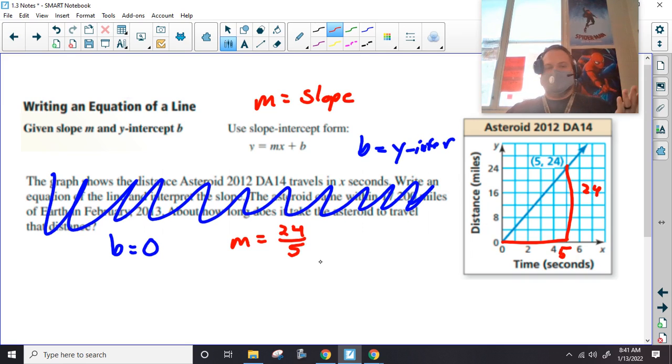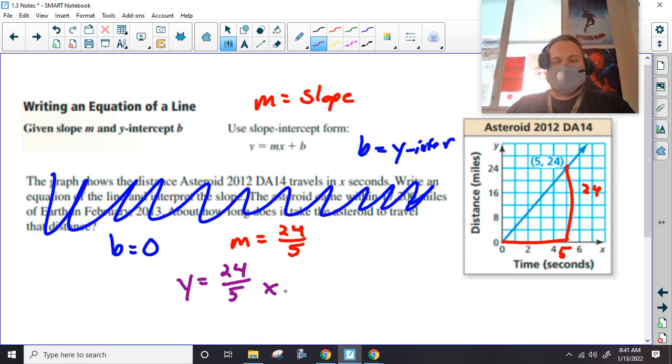And we could leave it like that. Okay. We could actually say this is y equals 24 over 5x. Or you could divide that out if you wanted to. And that would be what? Let's see, that's 4.8x. Either one of those is fine.